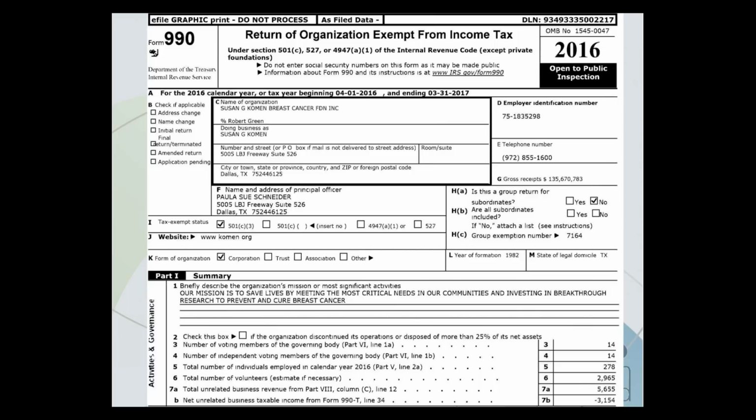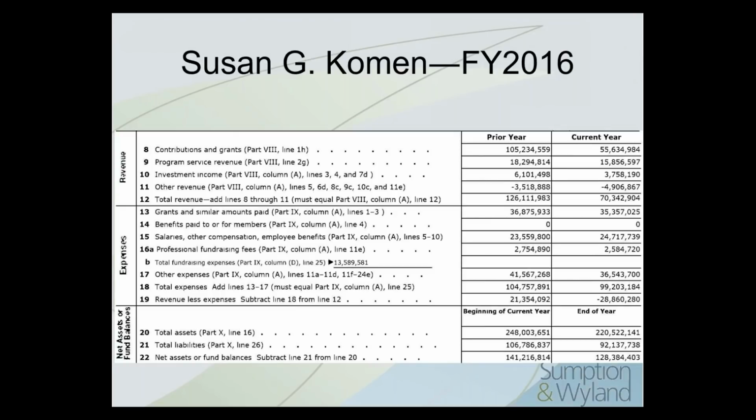If we go to the next slide, we'll take a look at the financials on the summary page. And note that the financials include information for the prior year and the current year. So the current year is on the right and the prior year is on the left. And we see revenue at the top, contributions, program service, investment income, other revenue, and then a total.